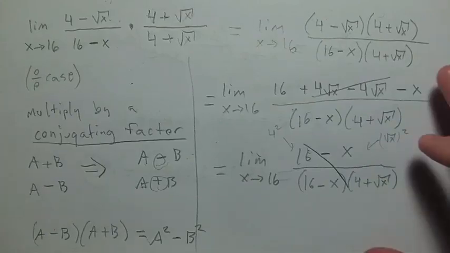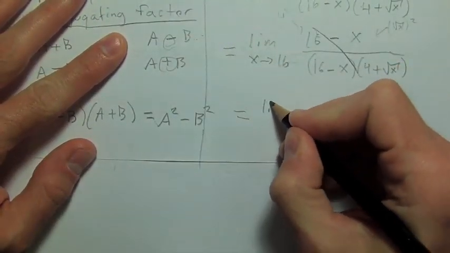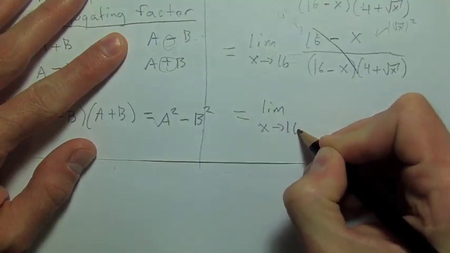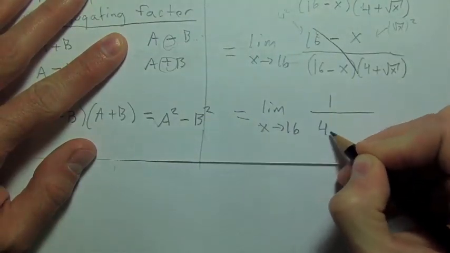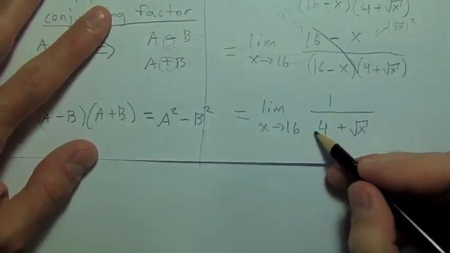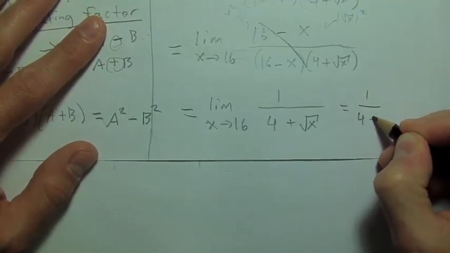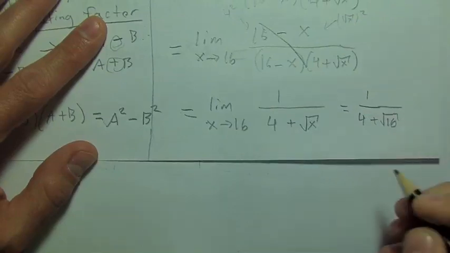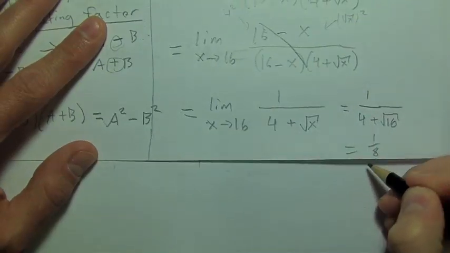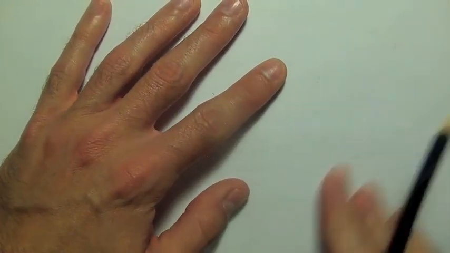Now we can solve the problem, because now we get that this is equal to the limit as x goes to 16 of 1 over 4 plus the square root of x. And now I can just plug the 16 right in, and get that this is 1 over 4 plus the square root of 16, which is 4, so we get 1 over 8. Okay, let's look at another example of this, where we have to use a conjugating factor.